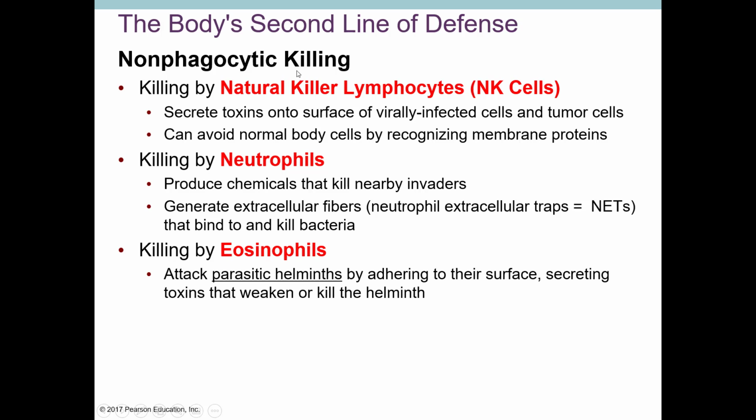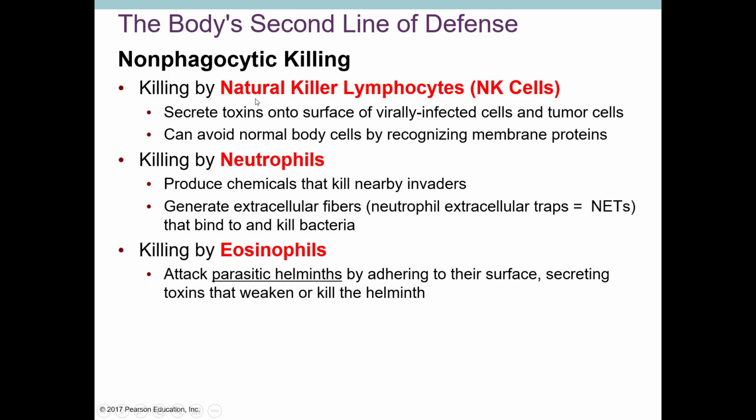So non-phagocytic killing would basically be where these different types of leukocytes, one is a type of lymphocyte, which you remember is agranular, and then neutrophils and eosinophils are granular. But in any case, what they do basically is they come next to a cell that they want to kill, and then they secrete out something, and it just kind of spills onto the surface of that nearby pathogen.